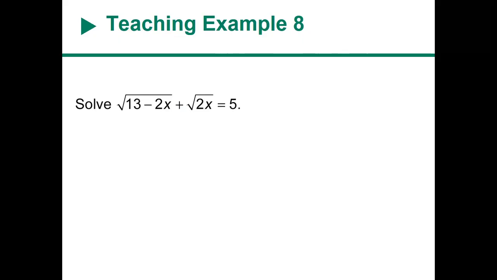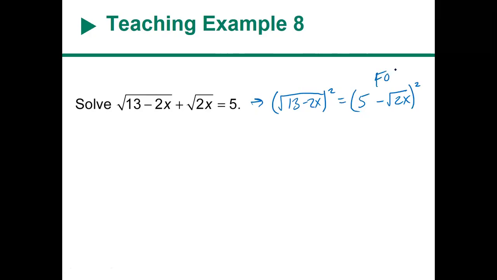You usually move the smaller one. So we're going to subtract square root of 2x. So we're going to be working with the square root of 13 minus 2x equals 5 minus the square root of 2x. Okay? We're still going to square both sides. However, when we square the right side, we're going to have to use what?